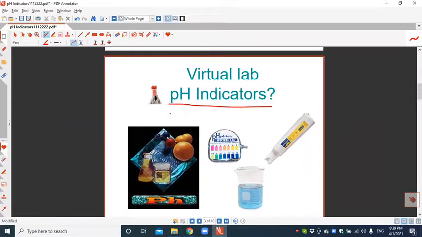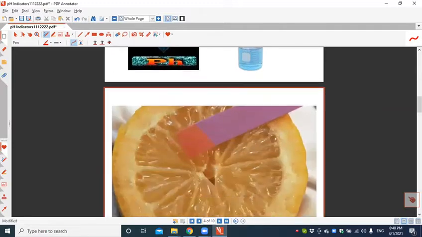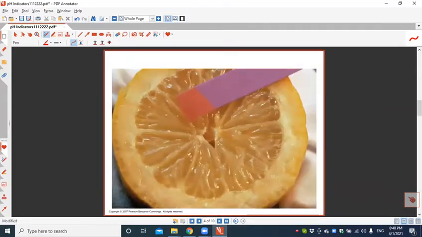As we know, we have different indicators to determine the acidity or the basicity of a solution. We have acid solutions, basic solutions, and neutral solutions. So we have the old technique, called litmus paper. When you put litmus paper in an acidic solution, it turns from blue to red. In a basic solution, from red to blue. That's the old technique. Today we will choose another technique, called liquid indicators.